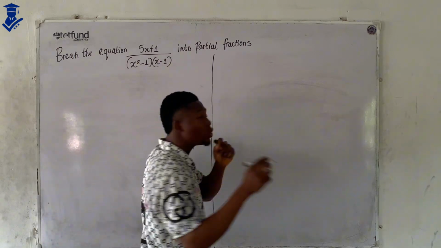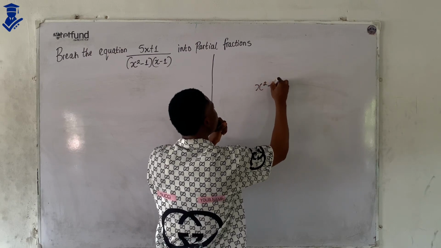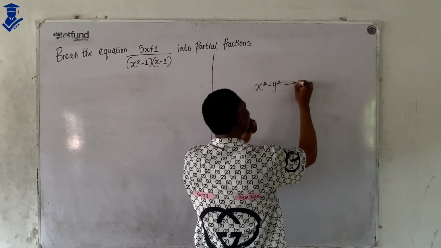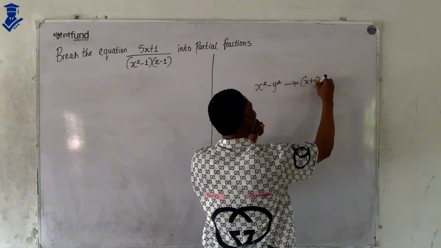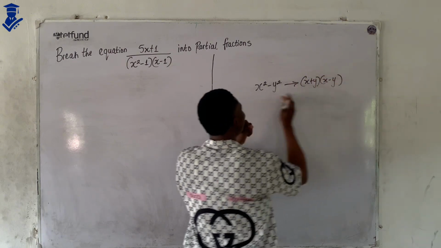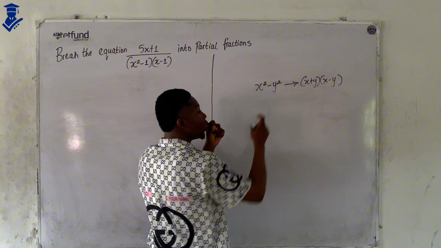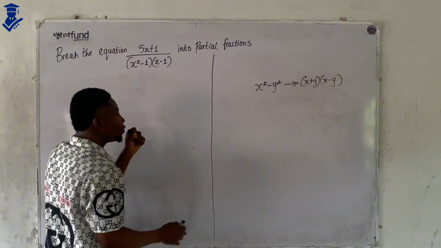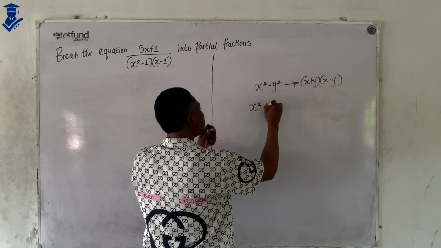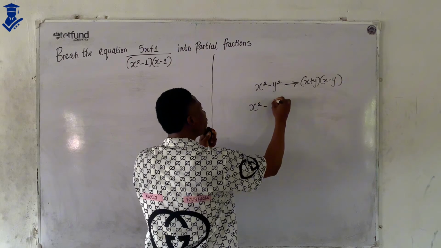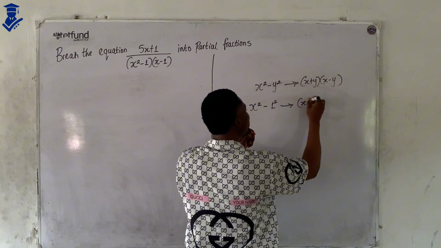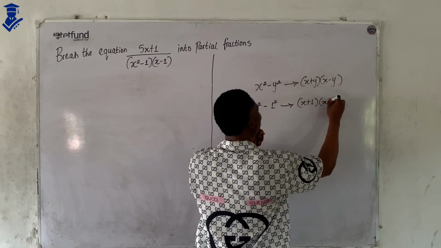Now, I want to remind you of something. If you have x squared minus y squared, this is called a difference of two squares. This can be factorized into x plus y, x minus y. This denominator is also a difference of two squares. You have x squared minus 1. Now, 1 is a perfect square, which can also be written as 1 squared. This can be factorized into x plus 1, x minus 1.